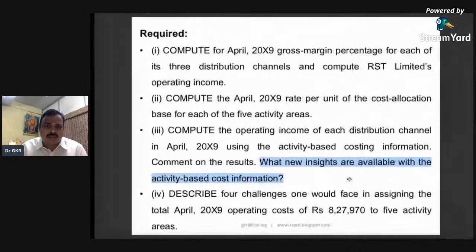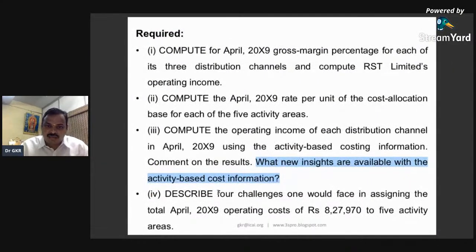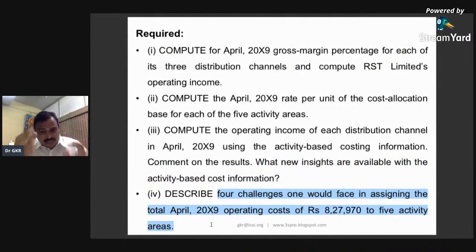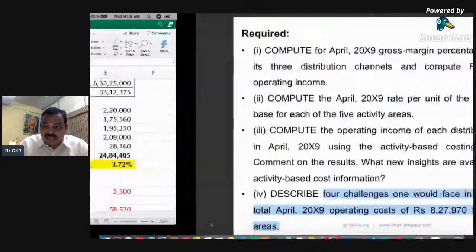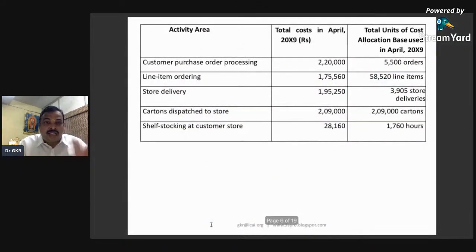And what is the last question? Four challenges. Very important. First challenge is identifying the activity area. How do you identify the activity area? That is a challenge. You need to study the business. No, I am a cost accountant, I am a chartered accountant, I have studied activity-based costing, I can do wonders. Absolute absurd. It is not possible at all.